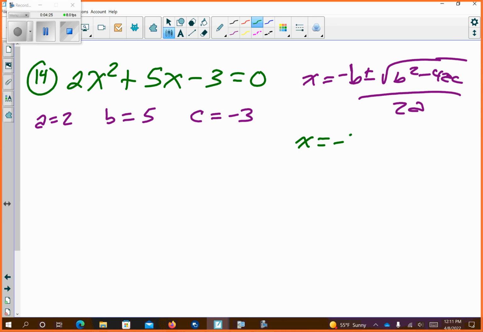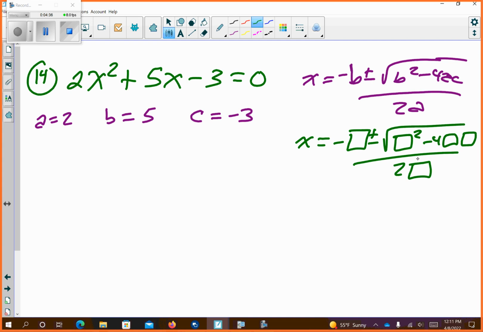So I get x equals negative b plus or minus the square root of b squared minus 4ac, over 2a. All right, so x equals negative b, so 5 goes there, 5 squared minus 4ac all over 2a. So notice that first 5 is going to be negative because of the negative outside, plus or minus the square root of 5 squared, which is 25, and then I'm going to go negative 4 times 2 is negative 8. Negative 8 times negative 3 is positive 24.